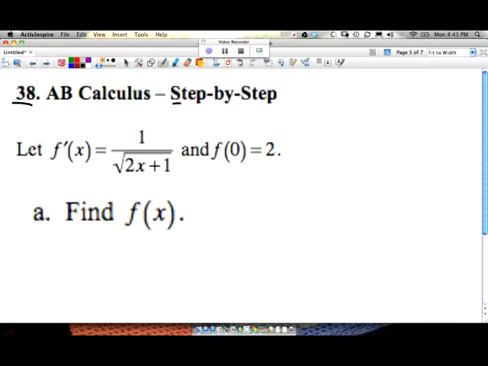Okay, calculus, we're looking at number 38 for the step by step.